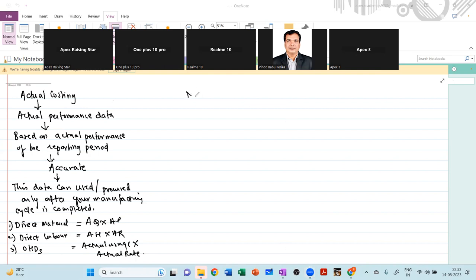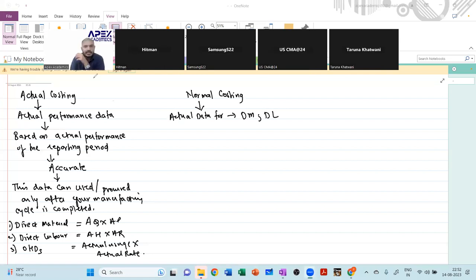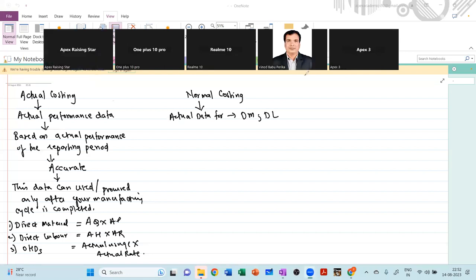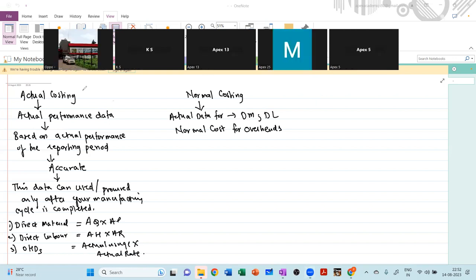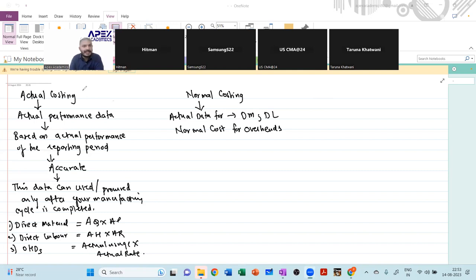Next, I come to normal costing. What is normal costing? Normal costing takes into consideration actual data for direct material and direct labor. Now we have to take into consideration normal cost for overheads. I hope you all are with me when I say that.